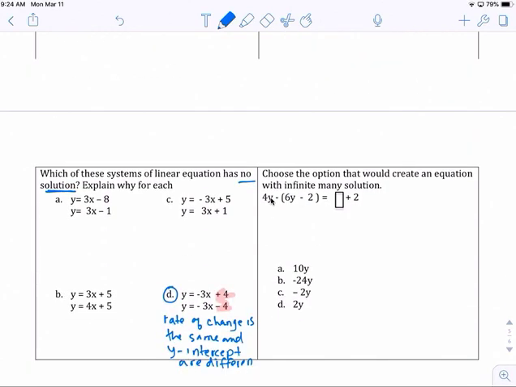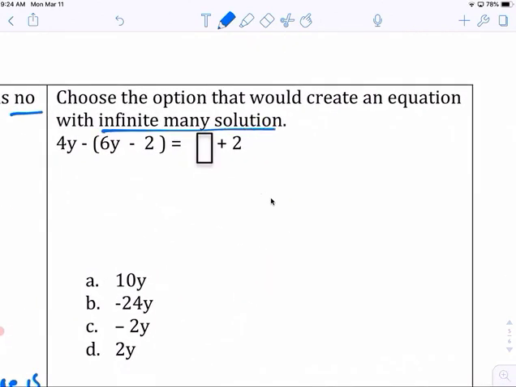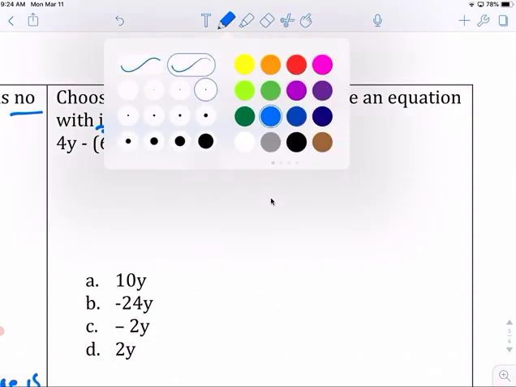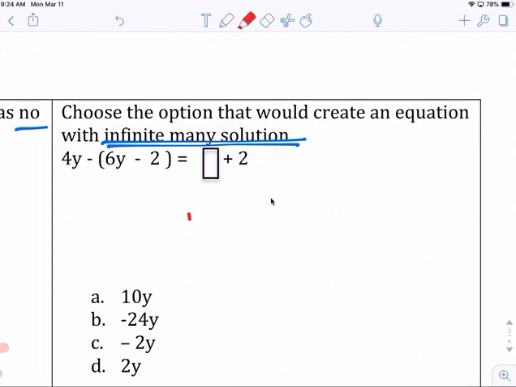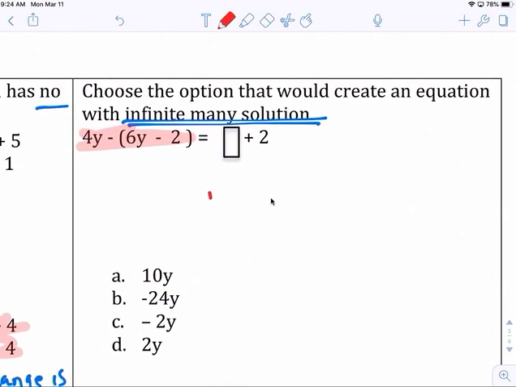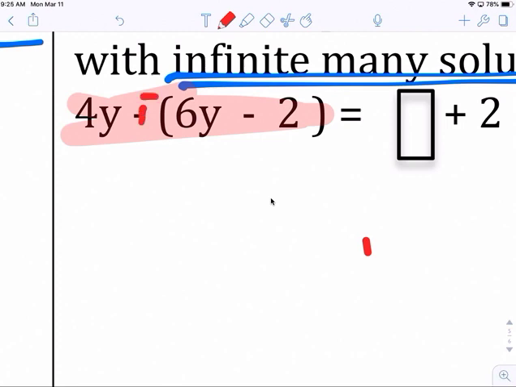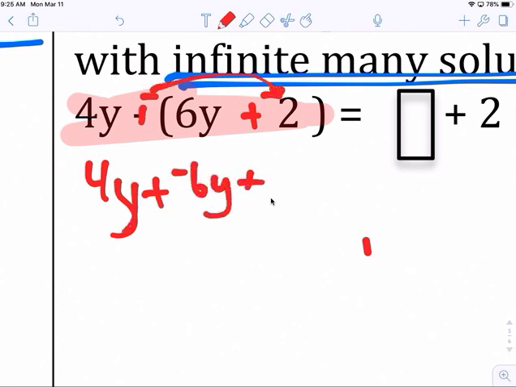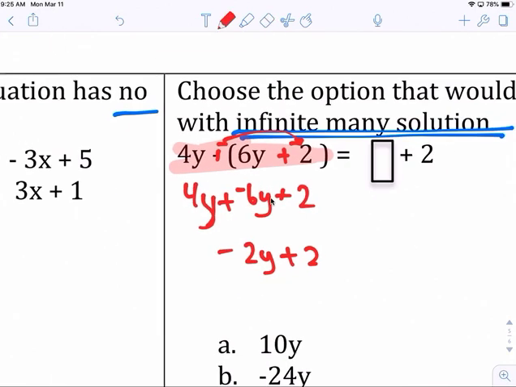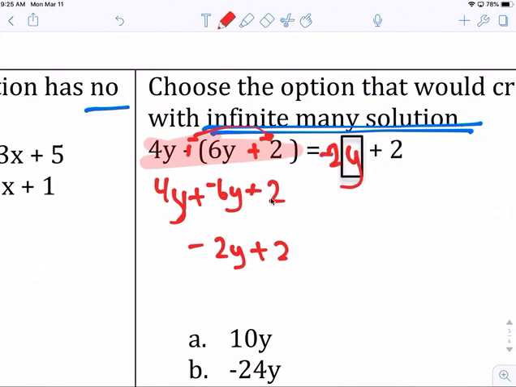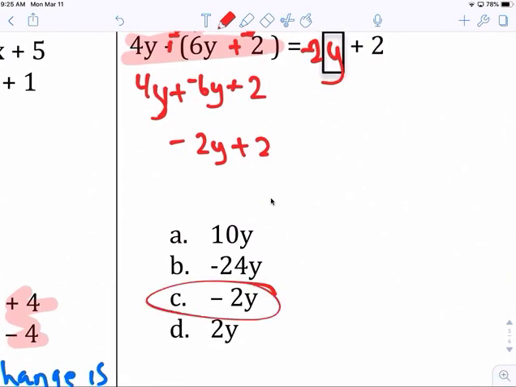Okay, and then choose infinite solution. Okay, infinite solution. If you guys have forgotten this, let's solve the side with the most numbers, plus a -1. That's 4y plus -6y plus 2. So I get -2y plus 2. So to make it infinite solution, it needs to be the same, right? This needs to be -2y also. So C is my answer.